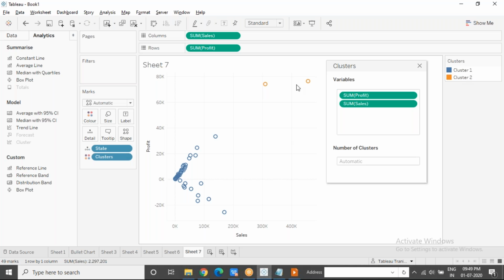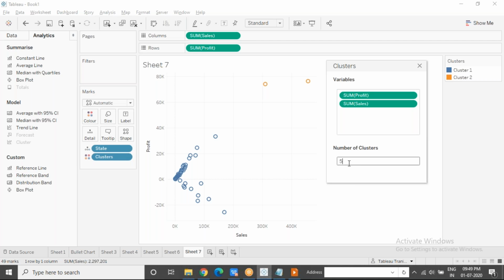Tableau did this. We didn't interfere. We just dragged cluster and dropped it there. Tableau decided to create the clusters like this. Only 2 clusters it's creating. Why only 2? It is Tableau's decision again. It is k-means logic. It has decided to create 2 clusters. If you want to change the number of clusters created, you can always do that.